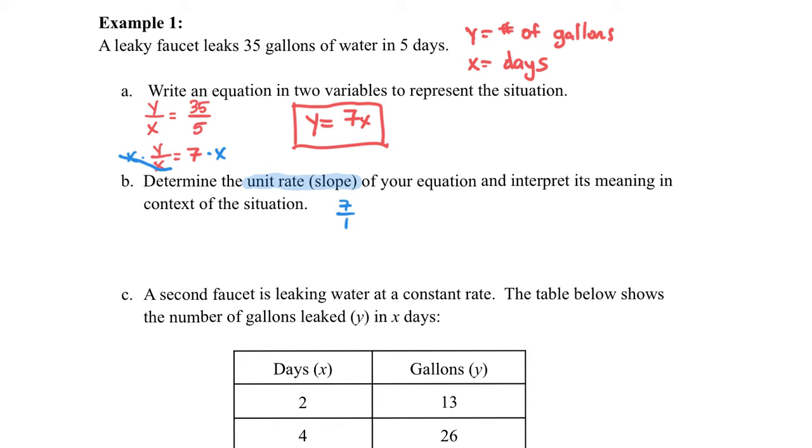So what that means in context of the situation, remember it's y over x, and y is the number of gallons, and x is the number of days. So what this means is the faucet leaks 7 gallons per day. And the second part of this, the time, should always be per 1 day, per 1 minute, per 1 hour. If you answered this as 35 gallons in 5 days, that's not unit rate. So you have to divide to get to the actual unit rate.